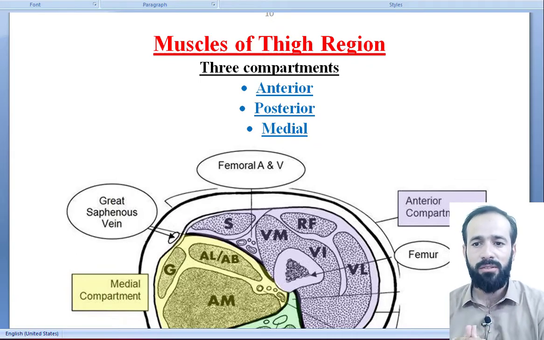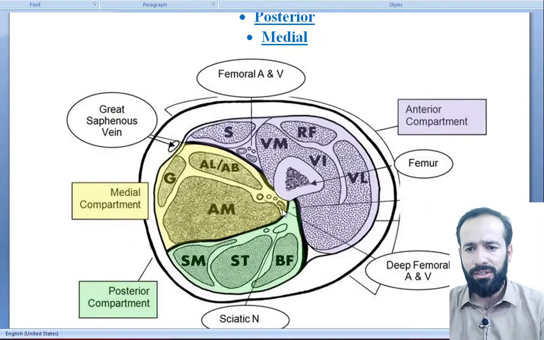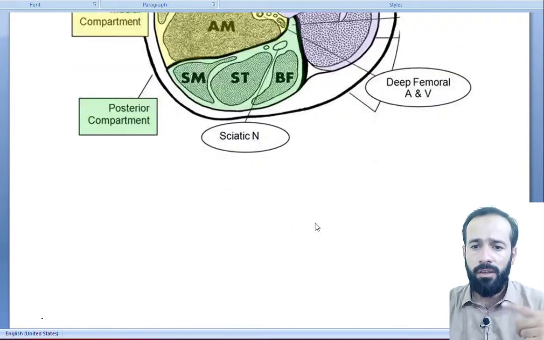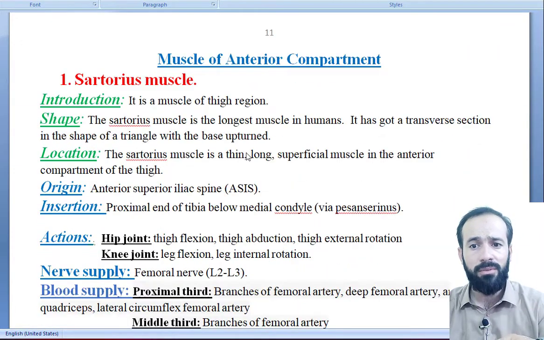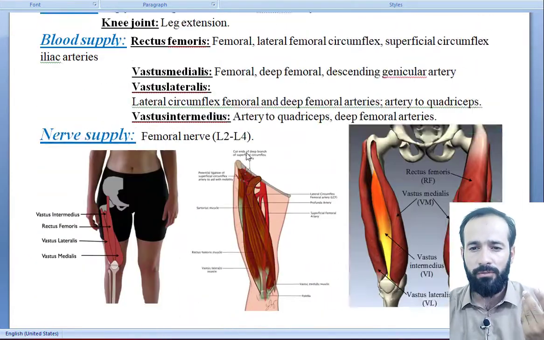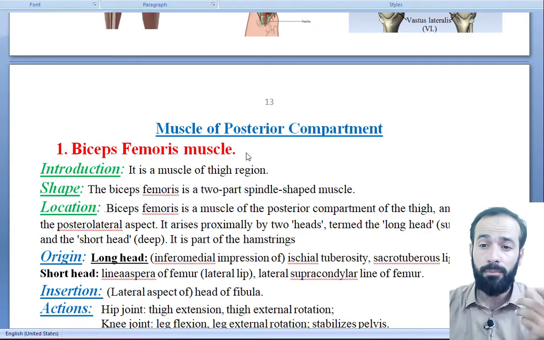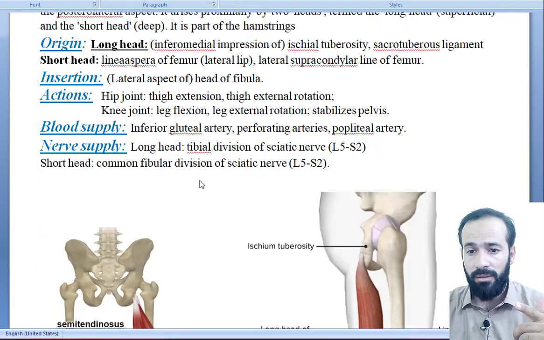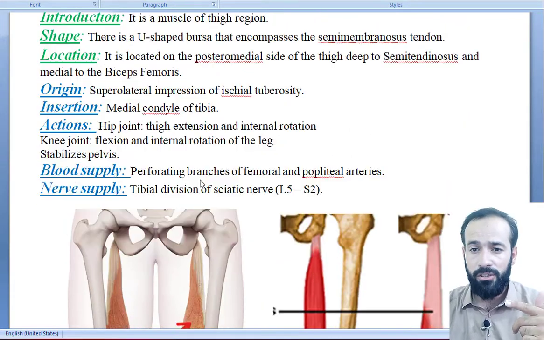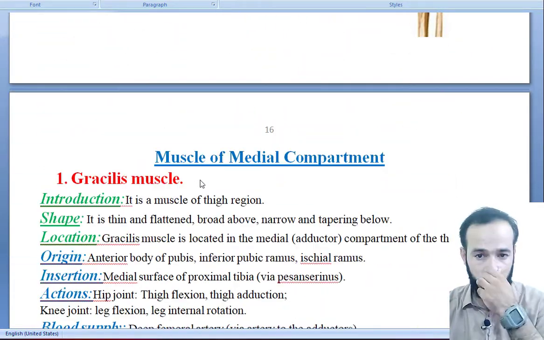We are recording about muscles of thigh region. In our previous lectures, we have divided the thigh into three compartments: the anterior compartment, the medial compartment and the posterior compartment, right? And if you remember, we had discussed the muscles of the anterior compartment, which were sartorius muscle, quadriceps femoris muscle, and then we discussed the muscles of the posterior compartment: biceps femoris muscle, semitendinosus muscle, and semimembranosus muscle.